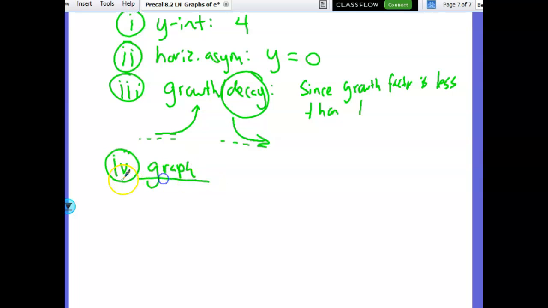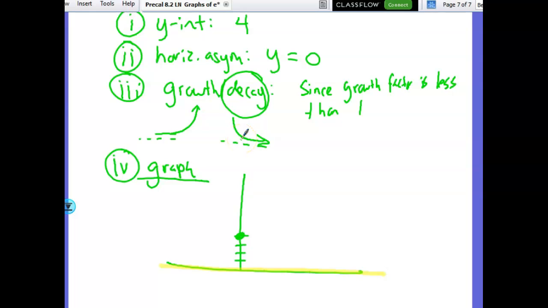So let me show you guys how to graph it. Ready? What was my y-intercept? So everybody plot a y-intercept really quick. What is my horizontal asymptote? So I'm going to highlight mine. Y equals 0 is just the x-axis. And was it growth or decay? So it's going to look like that.